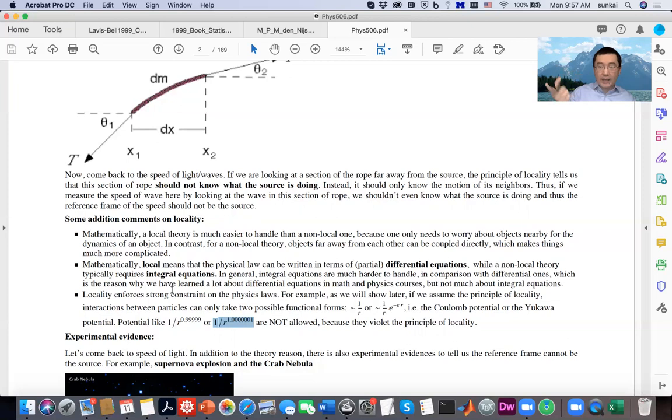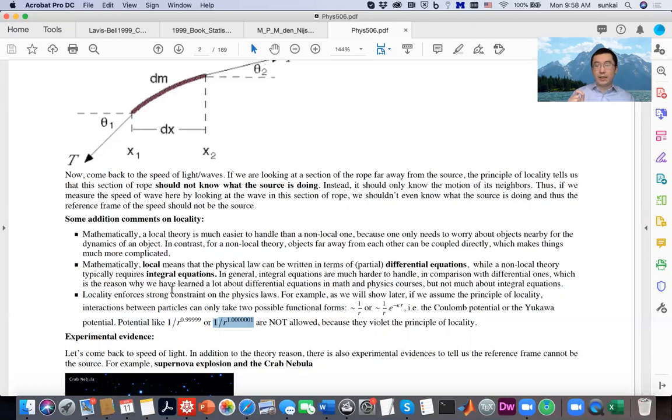For example, the quantum wave function can have long-range entanglement. If you have a singlet of particles with spin up and down and separate them far away from each other, the entanglement is still there. So that is okay. But any physical measurement, any measurable quantity, will follow the principle of locality.